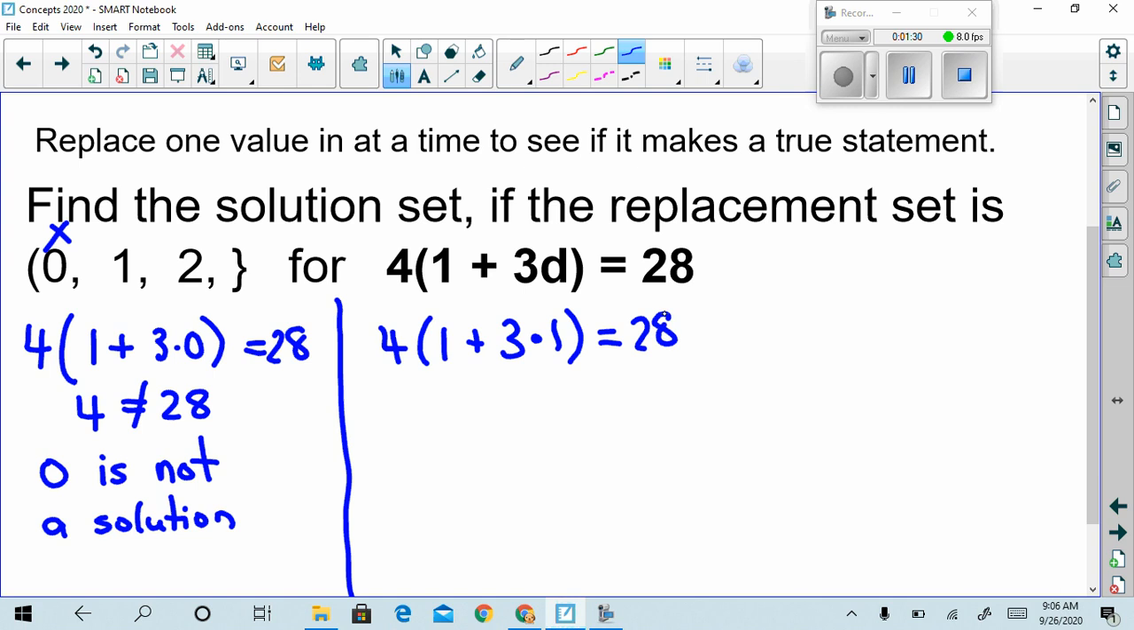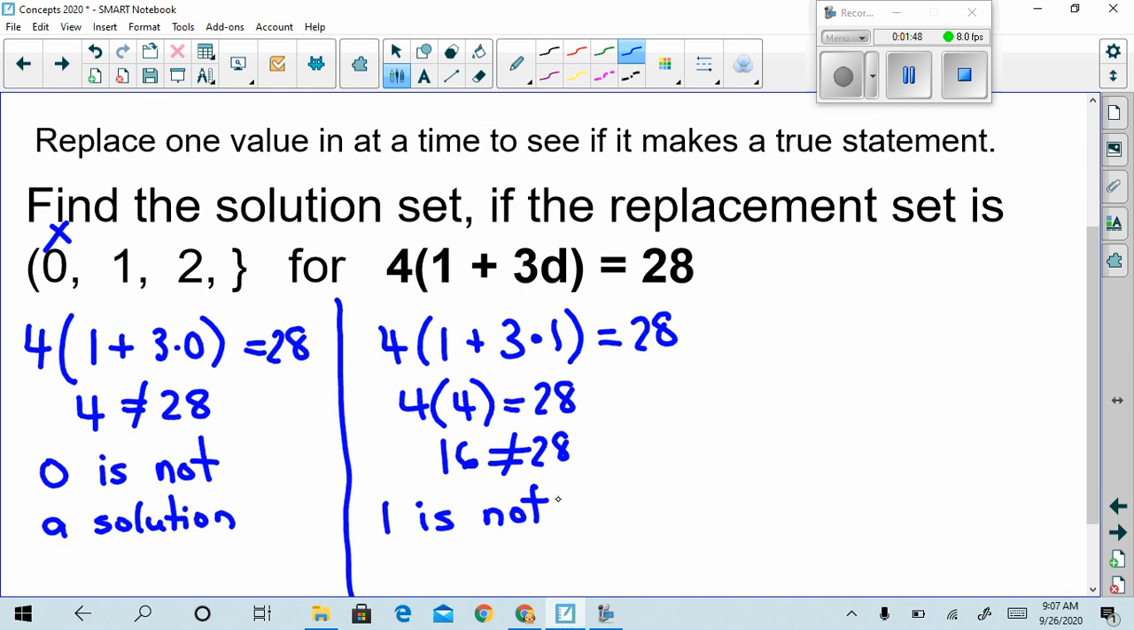Using order of operations, let's simplify. 3 times 1 is 3. 3 plus 1 is 4. 4 times 4 is 16. And 16 does not equal 28. So 1 is not a solution. We might find out that this is an empty set, none of them are a solution, or we may just luck out with the last one.